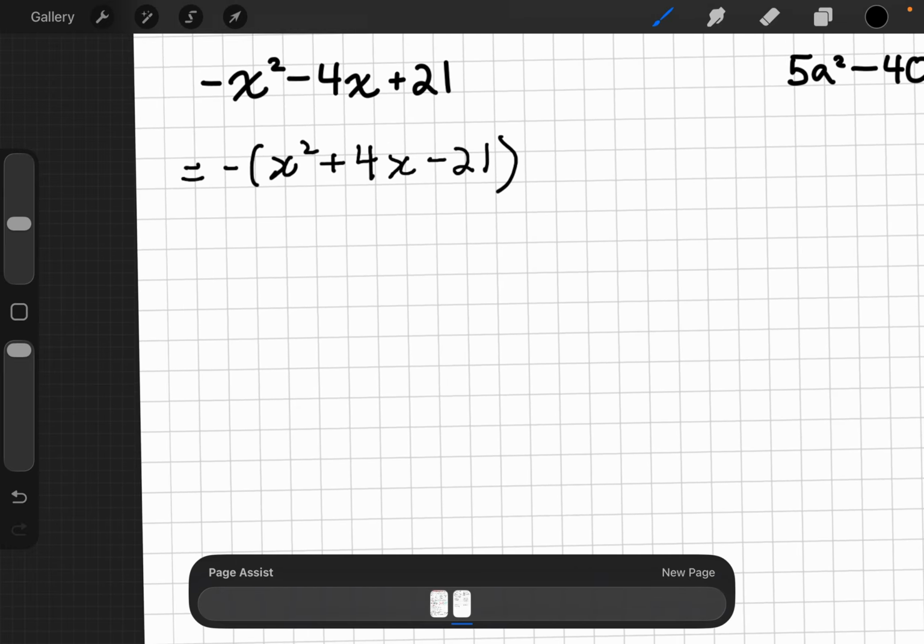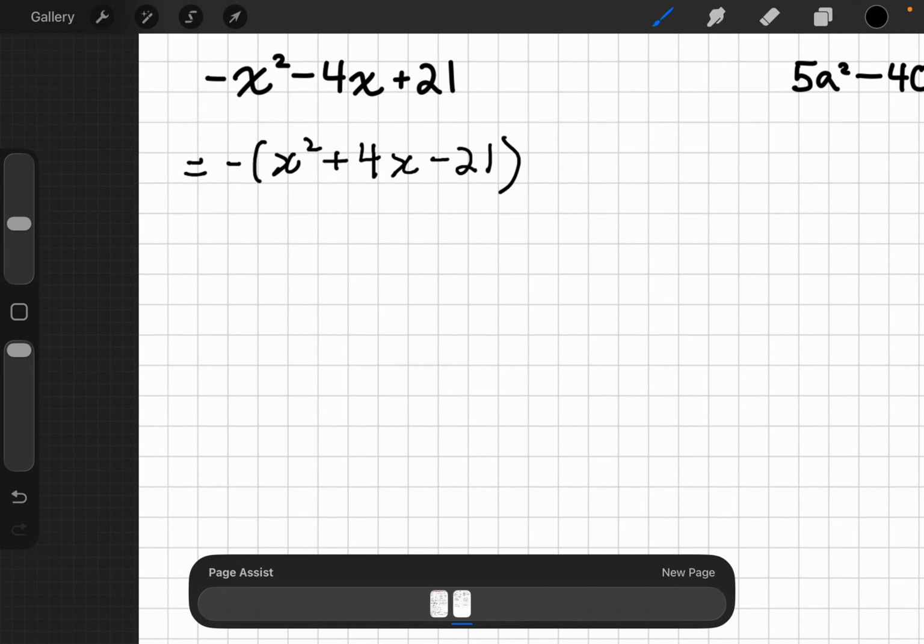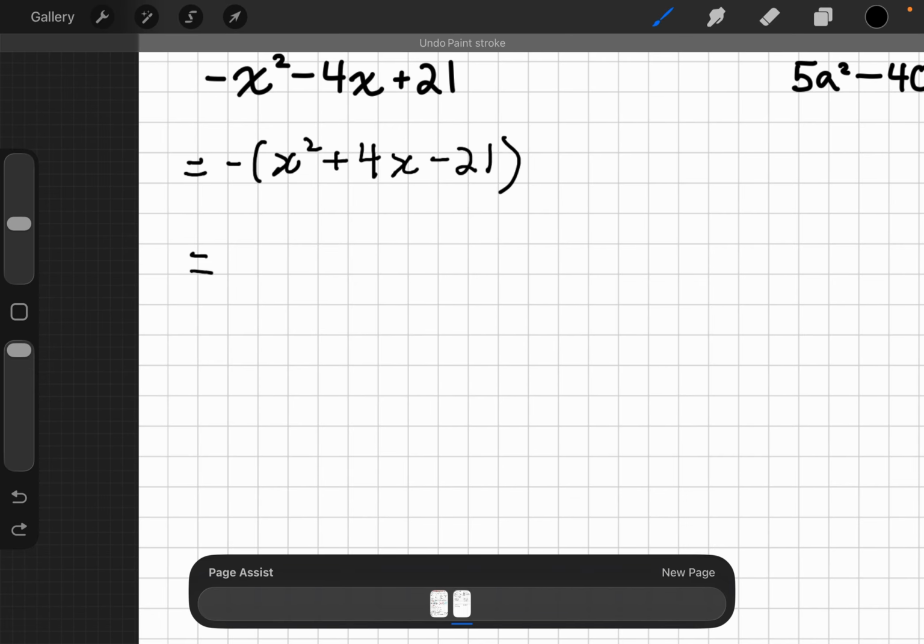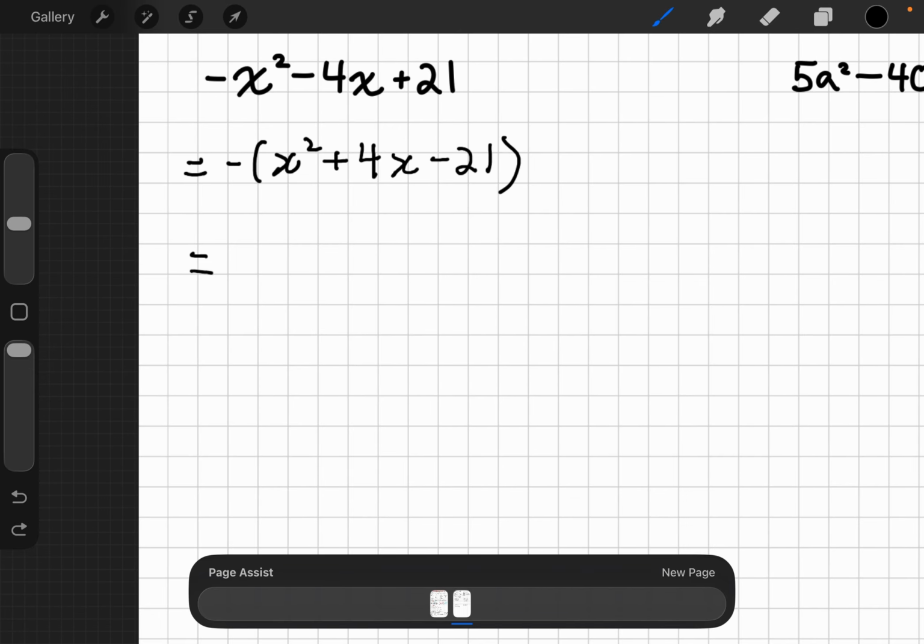This is a trinomial now. This is a proper one we can factor. So 2 numbers that add to 4 and multiply to negative 21. Well, I can think of 2 numbers, 7 and negative 3. 7 minus 3 is 4. 7 times negative 3 is negative 21. So this will become (x plus 7)(x plus negative 3), which is just (x minus 3).